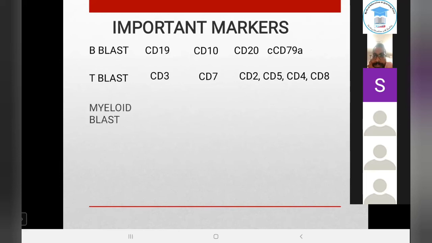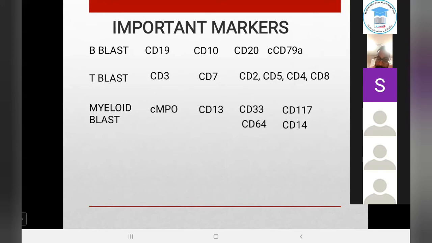Then the third category is the myeloid blast. Can anybody tell me about the myeloid markers? 13, 33. Perfect. So 13 and 33 are very important markers, but they are not so specific. Remember MPO: if cytoplasmic MPO is present, then you know for sure it's a myeloid blast. 13 and 33 are usually present on the myeloid blast. 64 and 14 are monocytic markers, and CD117 is also a myeloid marker. We will discuss these markers separately, but understand one thing: if you have a cytoplasmic CD3, it's a T blast. If you have a cytoplasmic 79A, it's a B blast.